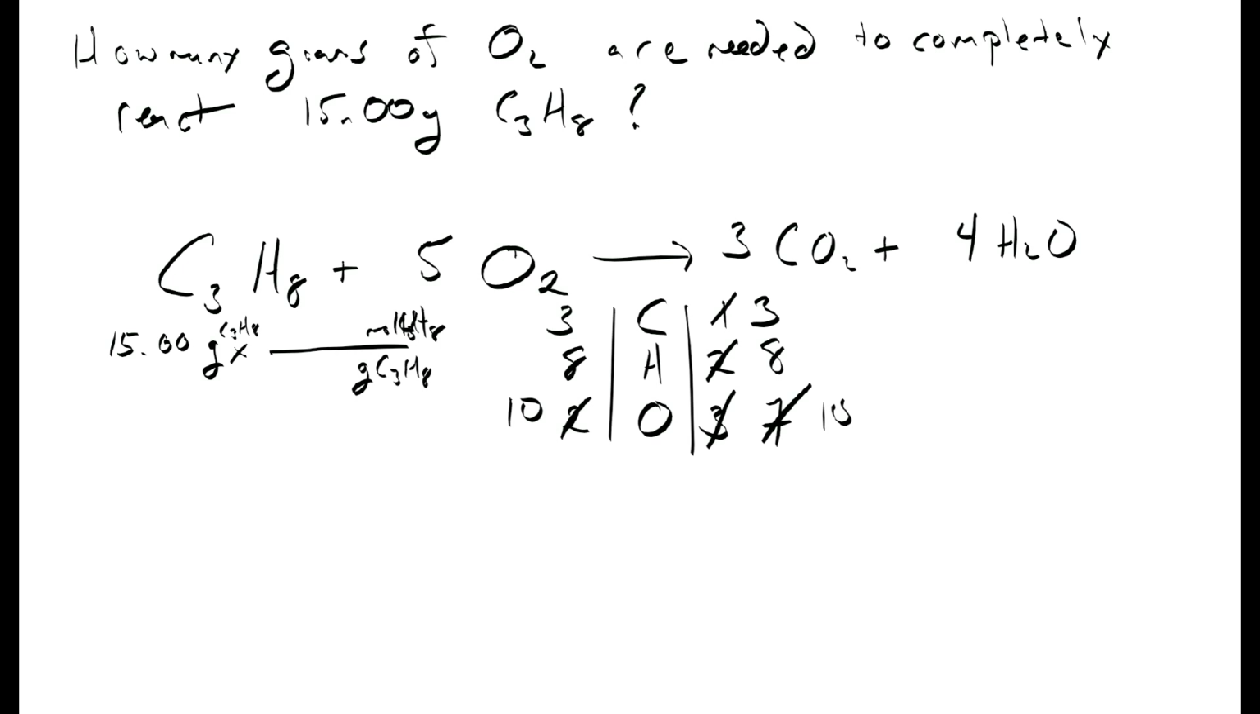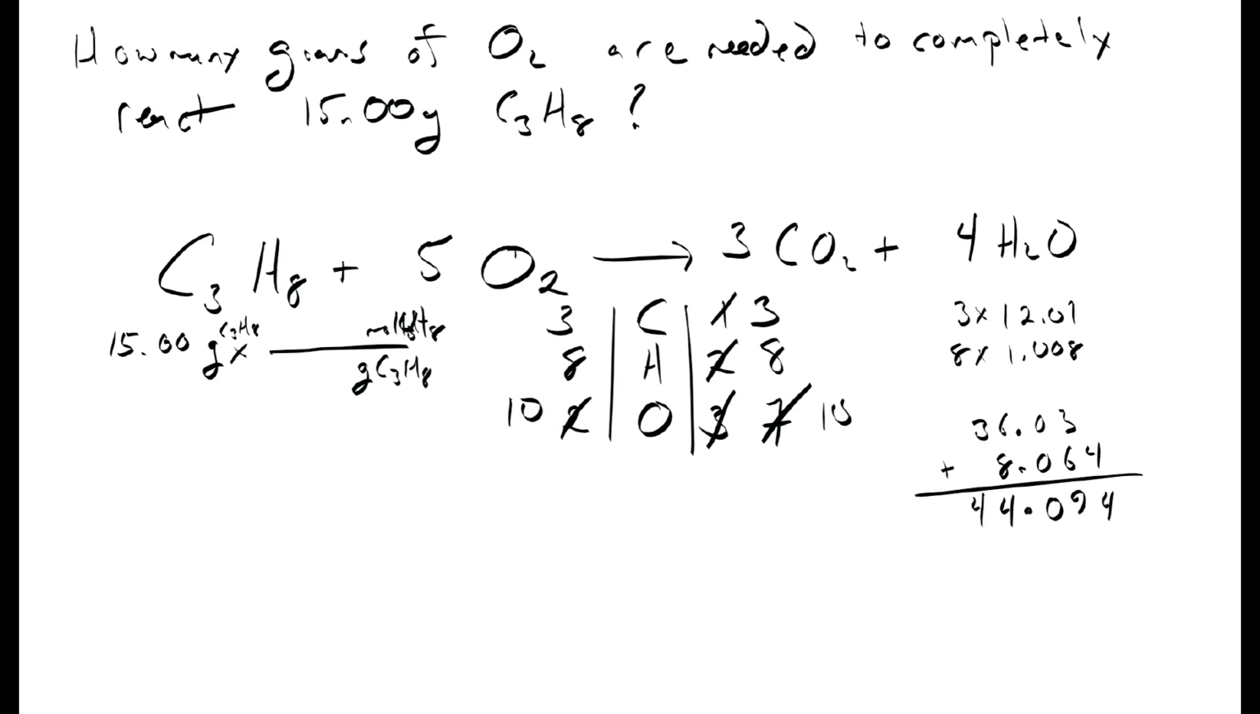So that means we need the molar mass of propane. Molar mass of propane is 12.01, that's carbon. There are 3 of those. And there are 8 of the hydrogen, 1.008. So it's 36.03 plus 8.064 is 44.09 grams per mole.